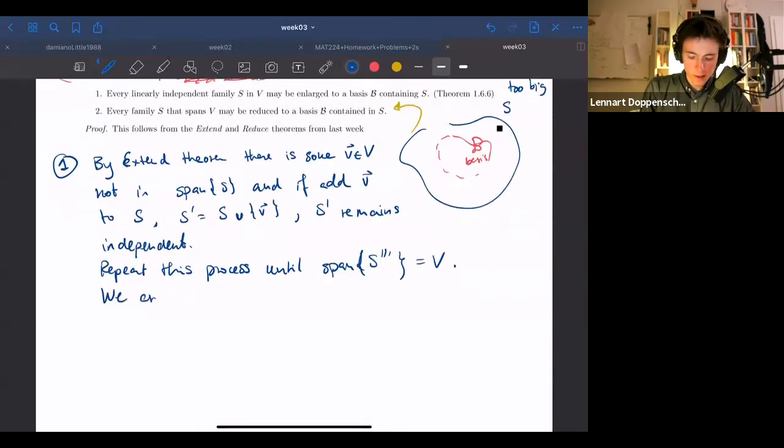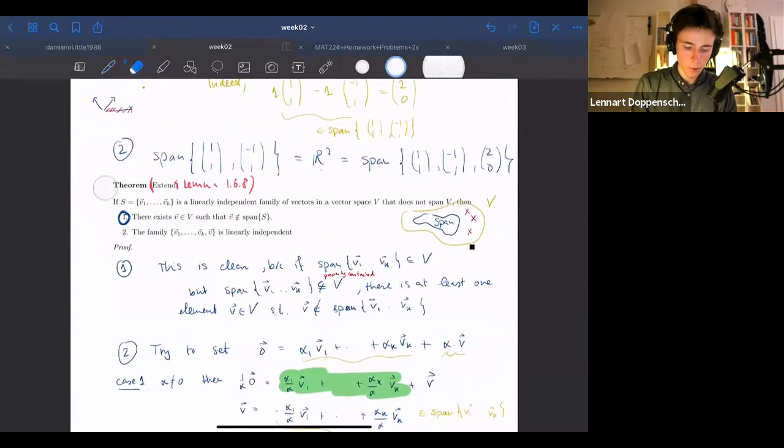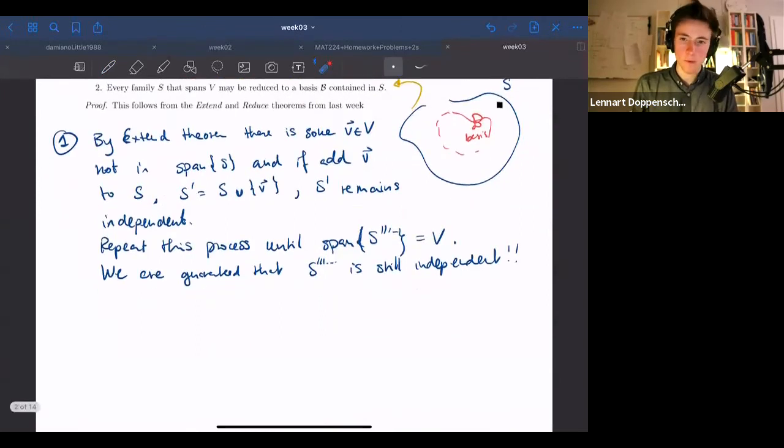And we are guaranteed that S prime prime prime, or however many primes we need there, is still independent. That's a very important assertion of the extend theorem. So we're going to cycle through this multiple times, and every time you do this, it's still independent. This will never change. But if you do this often enough and we get that it also spans V, then we have both. We have that it spans and it's independent, and this means we have a basis. Any questions about this?